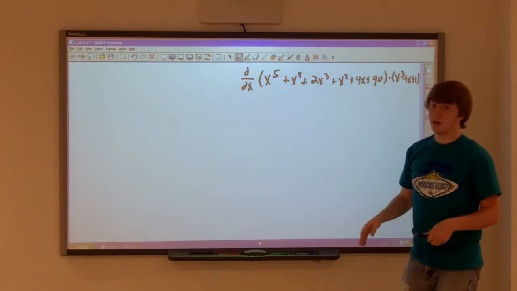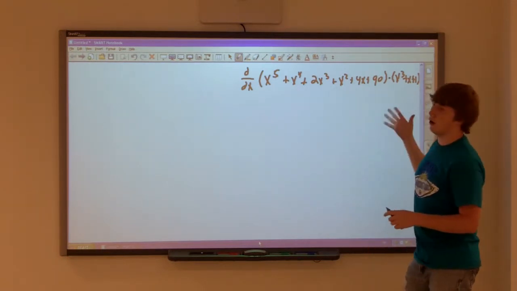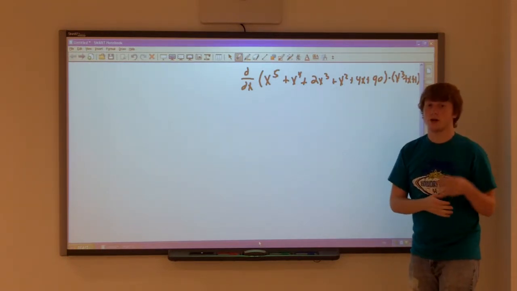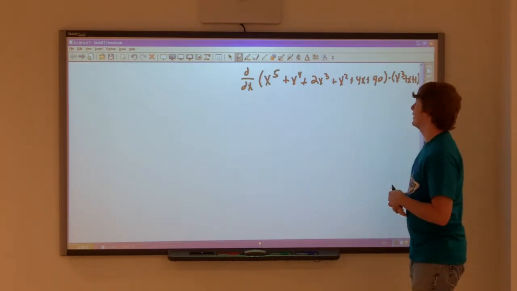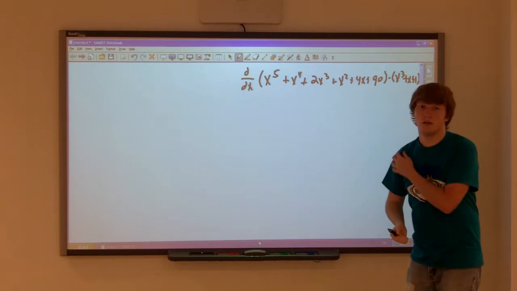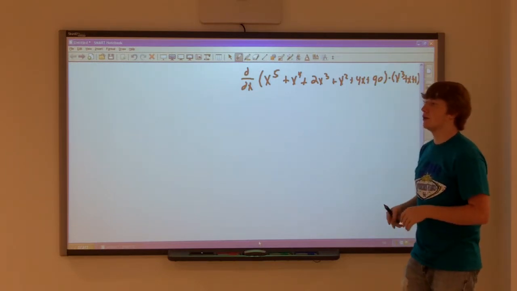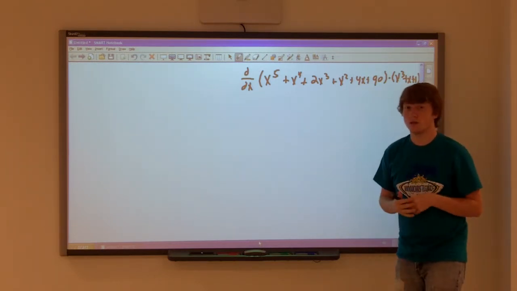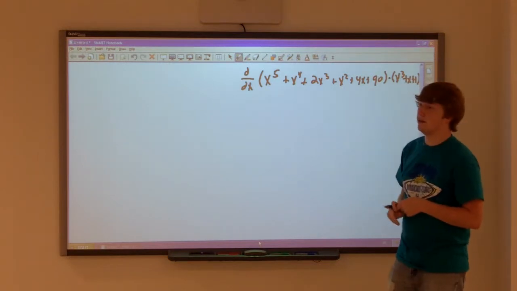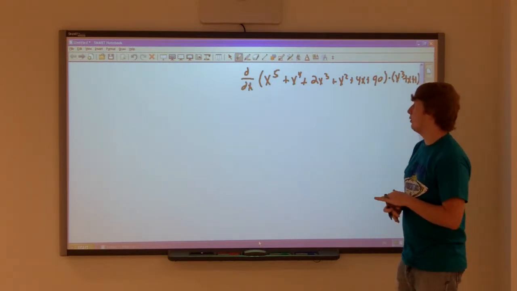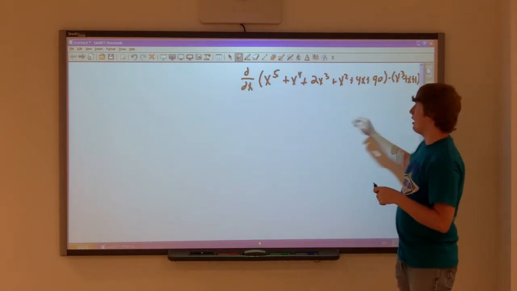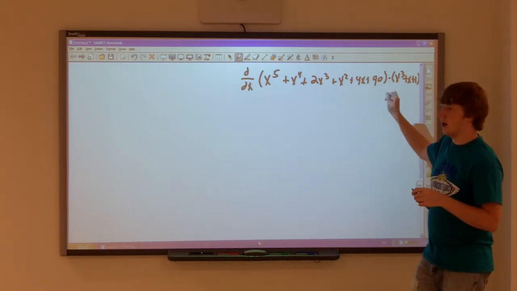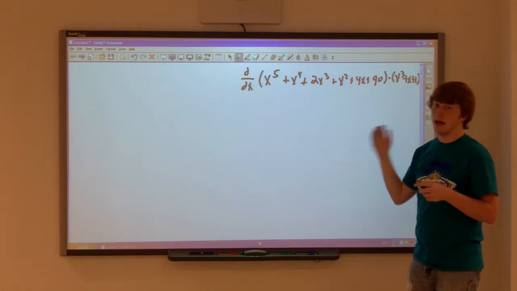1. We could actually multiply all this out and gather all your terms and take the derivative using the power rule, but that's going to take you a lot of time and it's going to be really painful. So there's a rule that you can use to take derivatives like this. At first you might think that it's going to be the derivative of this times the derivative of this, which isn't actually true.